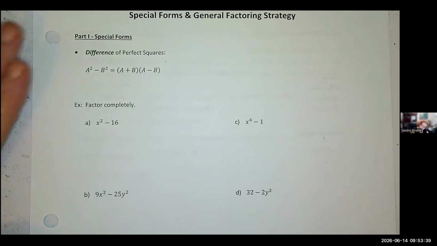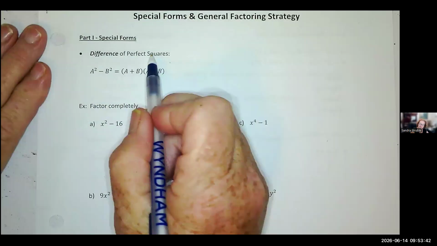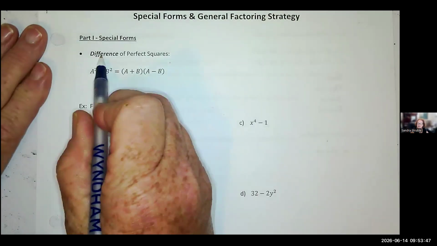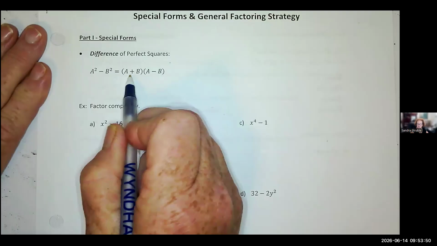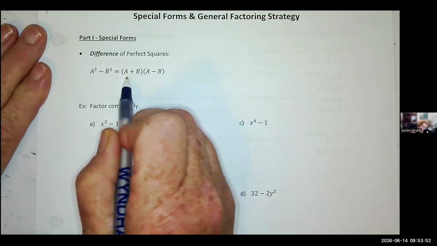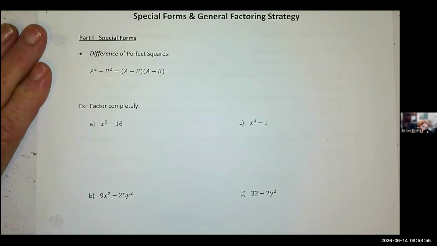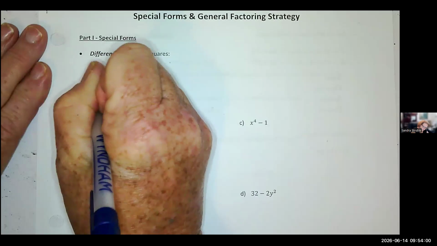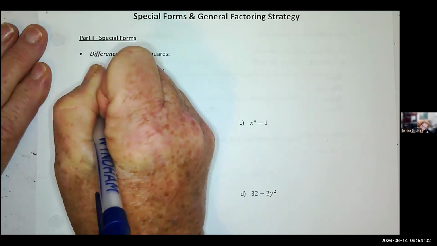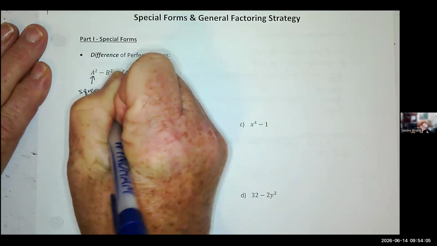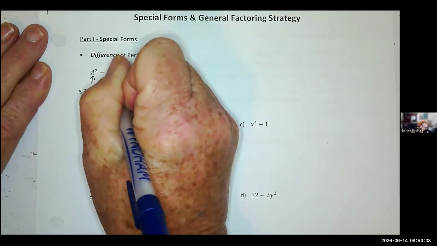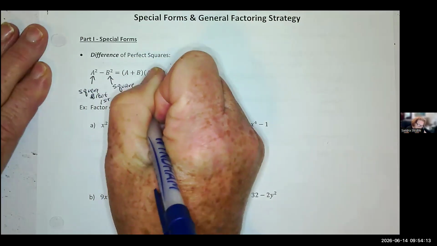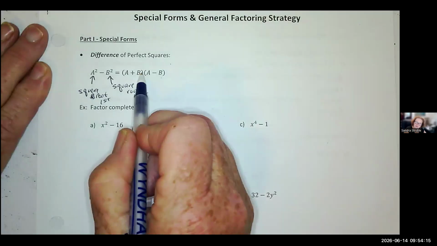All right, so the difference of perfect squares, that means if you have a number that is squared minus another number that's squared, you can break it into these two binomials. So here's an example. You're going to take the first one, you take the square root. Square root of the first and the square root of the second or the last. You'll write that here and here, here and here, and then plus or minus.